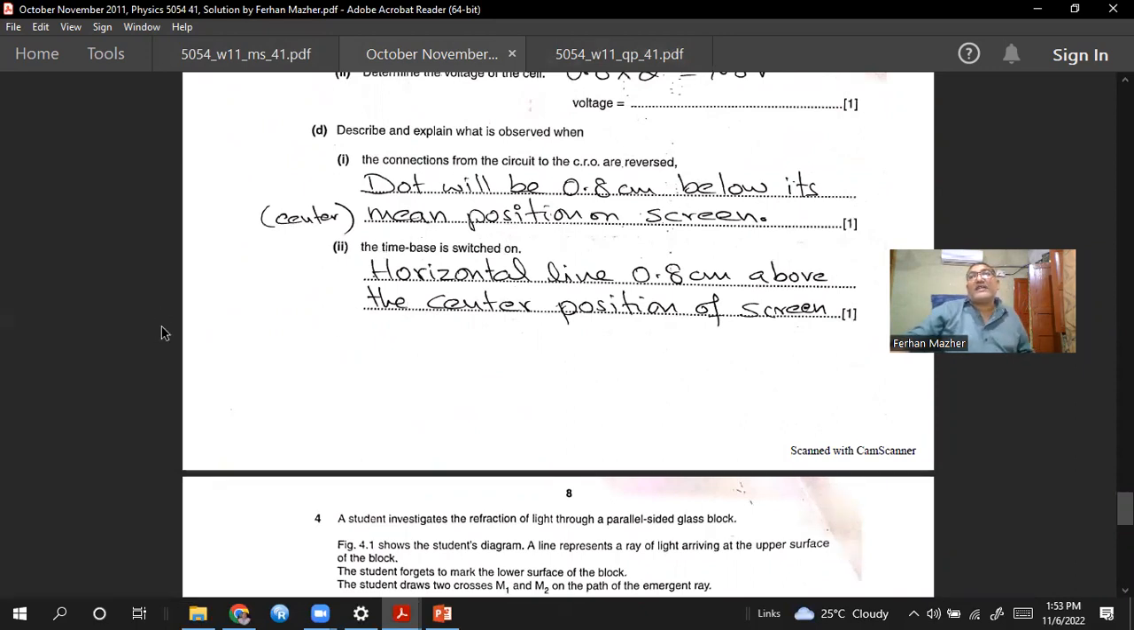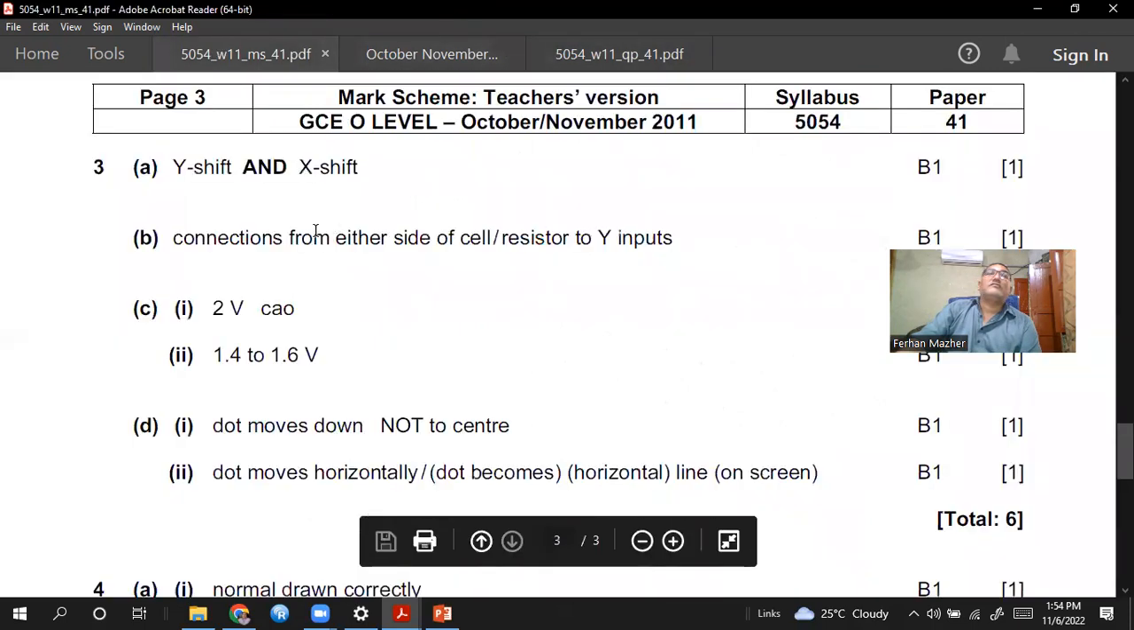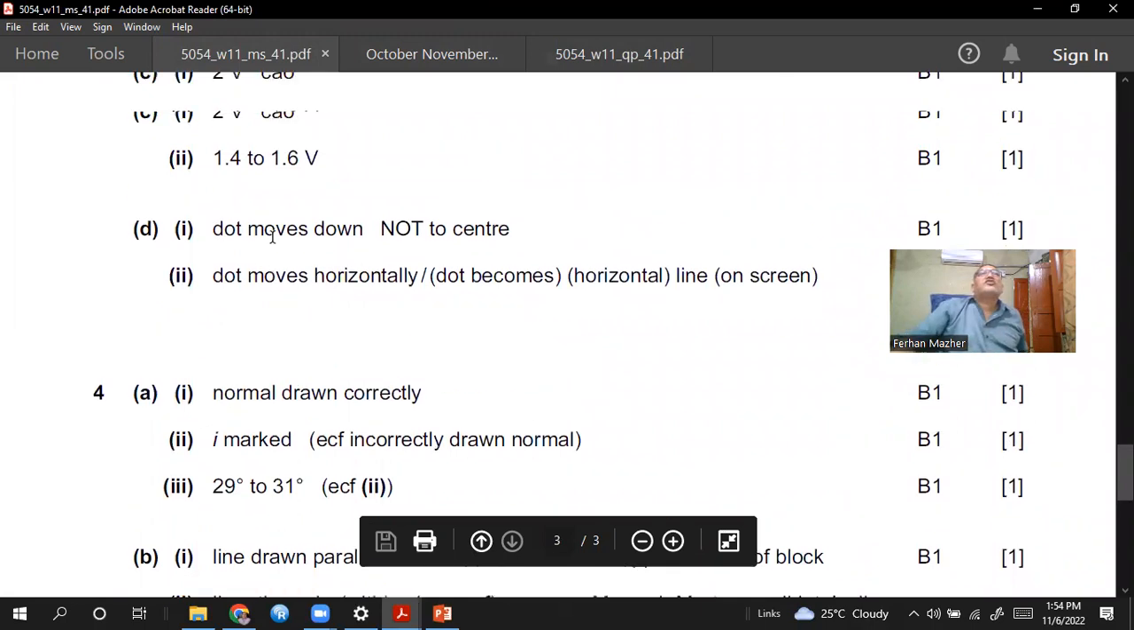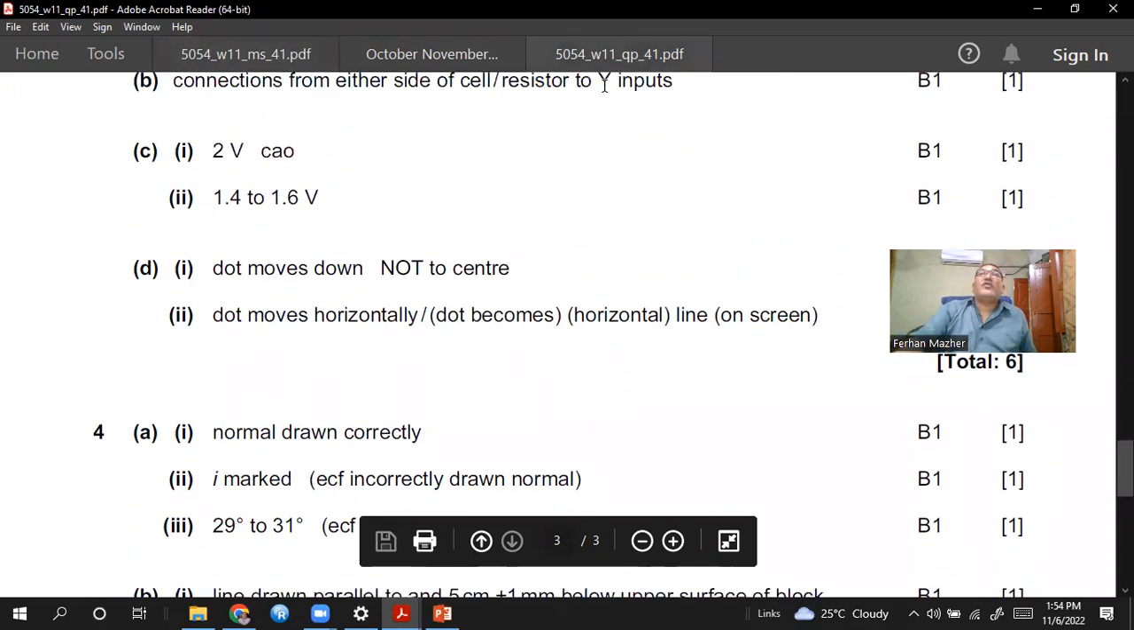He says the time base is switched on. When you switch on the time base, that dot will become a horizontal line, and that horizontal line will be 0.8 centimeter above the central position of the screen. The center of the screen, it will be a horizontal line when you switch on the time base. So this is the answer to question number 3. I hope you understand.